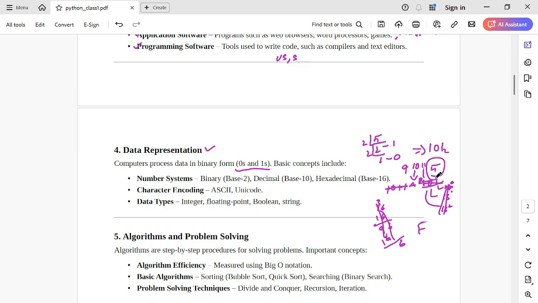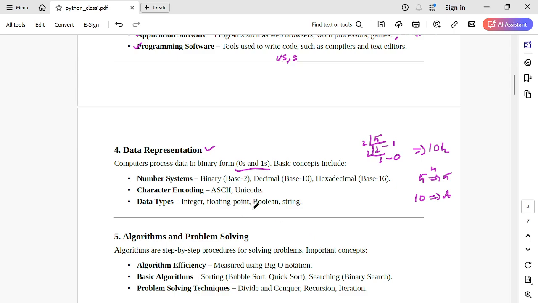So decimal 5 will be represented as decimal 5 itself, right? So after 9 only the values will change. So 10 will be represented as capital A, 11 will be represented as capital B, right? So I just removed all the content. So in hexadecimal, we are representing the decimal 5 as 5. And if the decimal value is 10, the hexadecimal value will be A, right? So that is how we are representing hexadecimal.